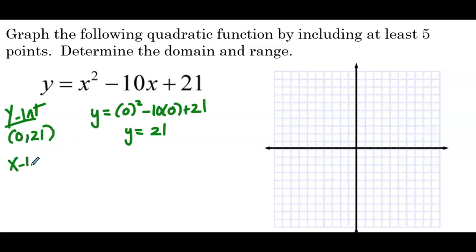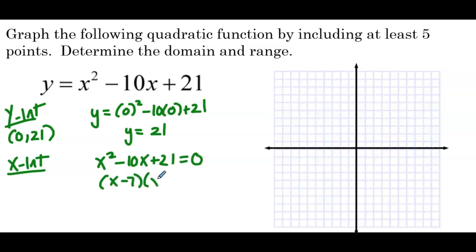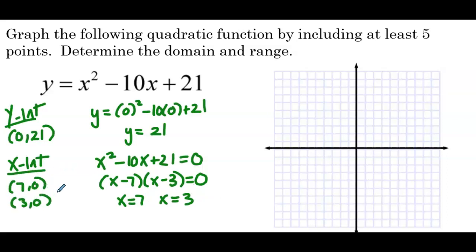Next we'll find the x-intercepts. So for the x-intercepts, we set the function equal to 0. Now we factor, so the factors are going to be x minus 7 times x minus 3 equals 0. So we have x equals 7 or x equals 3. So we have 7, 0 or 3, 0.